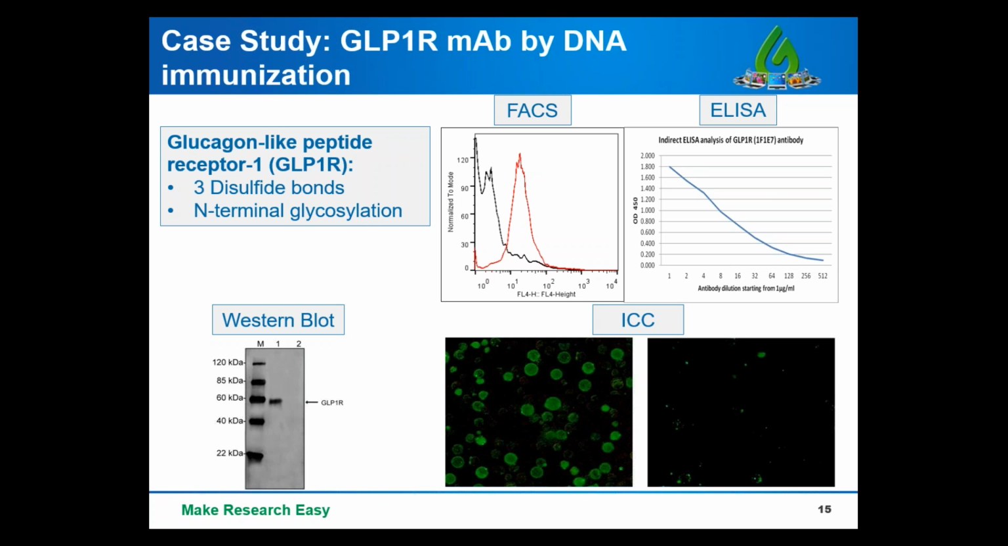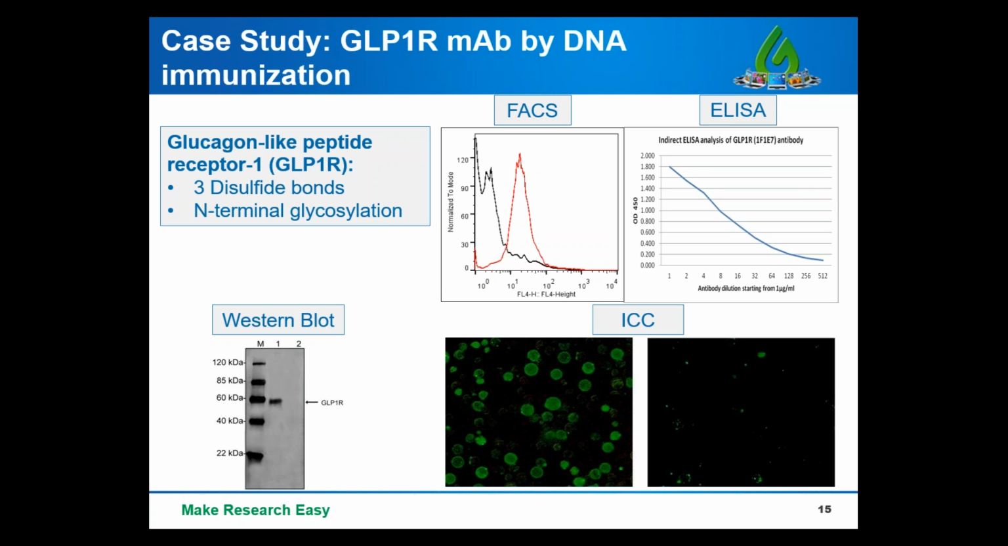However, with DNA immunization as a starting point, we were able to generate an antibody which allows significant detection of GLP-1 receptor expressing cells by FACS, high titration above background via GLP-1 receptor plated ELISA, robust detection of protein in a Western blot comparing lane 1, which is DNA immunized antibody, to isotype control detection in lane 2. And finally, strong immunofluorescence staining of GLP-1 receptor expressing cells compared to non-expressing controls. So you can see that the resultant antibody works in all standard assay systems.